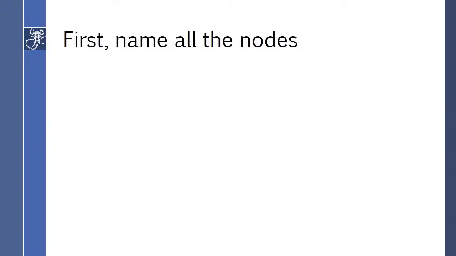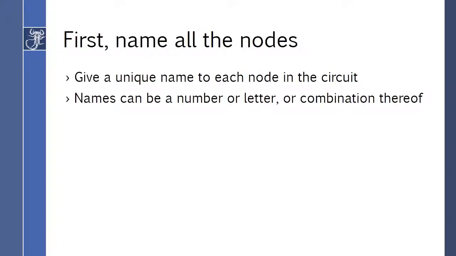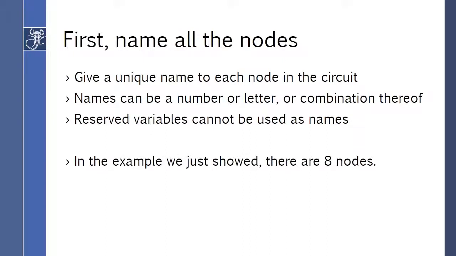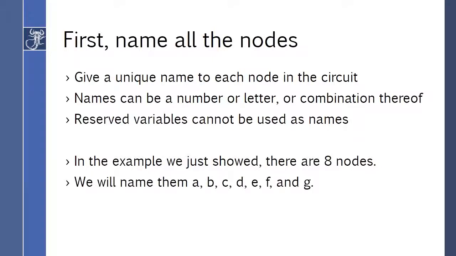Well, the first thing you do is to give a name to each node. That name for the node has to be unique, can be a letter or a number or a combination, and it cannot be a reserved variable. In this example that we are analyzing of the resistive cube, there are 8 nodes, and we will name them A, B, C, D, E, F, G, and H. You could also name them 1, 2, 3, 4, 5, 6, 7, and 8.